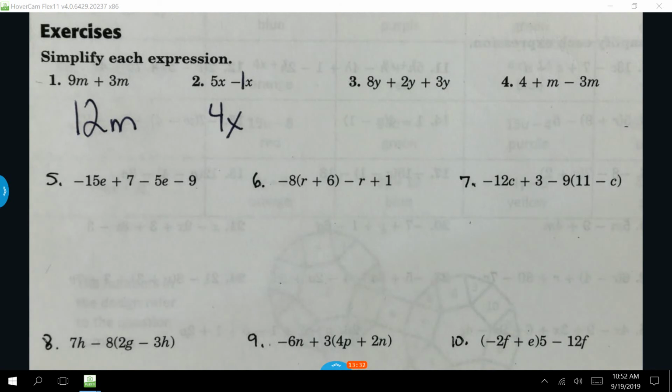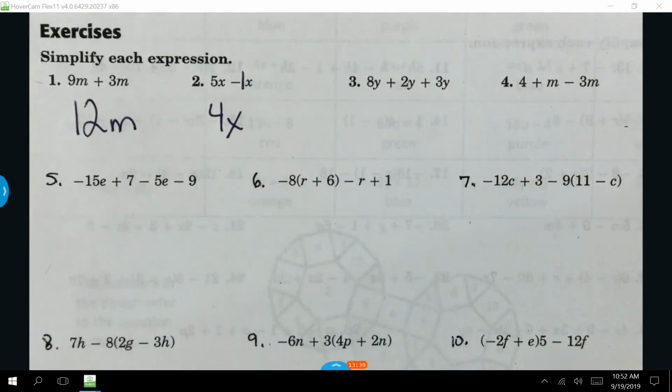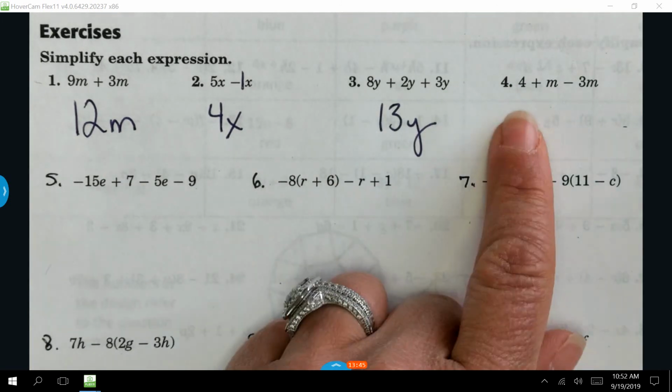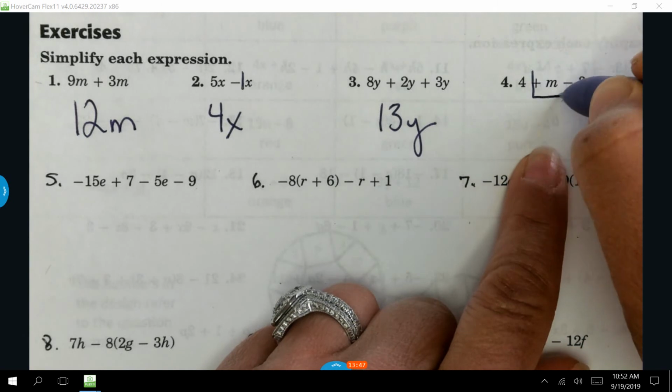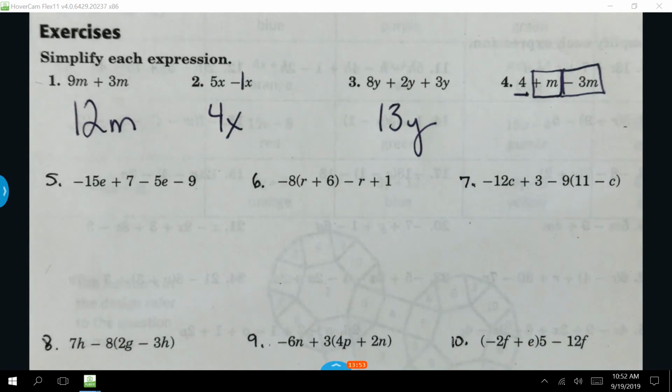Number 3, everything has a y in it, so we can combine everything. They're all like terms. So you just take 8 plus 2 plus 3. 13y. Number 4, I have an m term here and an m term here, and the 4 is my constant. So I'm going to box my like terms. You could circle them if you wanted to, but I'm just going to underline the constant. So your brain starts to recognize, okay, this goes with this, because some of these will get really long in the future, and it'll help to identify your like terms maybe with some sort of system.